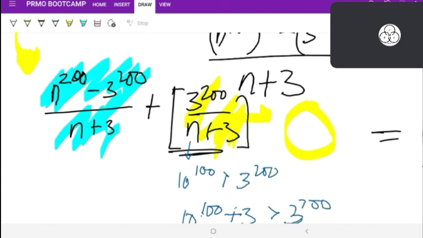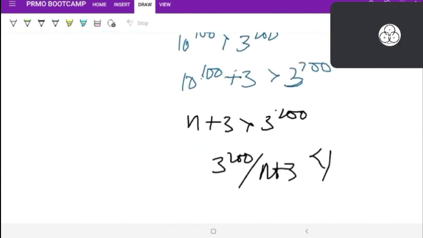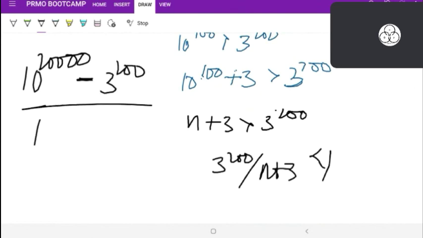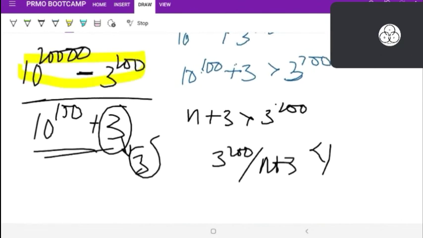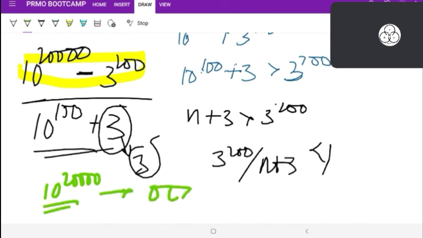Now we need to find the unit digit. Let's find it out, nothing difficult. n is some 10 to the power 20,000 minus 3 to the power 200 over 10 to the power 100 plus 3. Clearly the unit digit of the denominator is 3, and it is also divisible. Let us find the unit digit of the numerator. 10 to the power 20,000: not even the unit digit, the last 5 digits are simply 0, 0, 0.